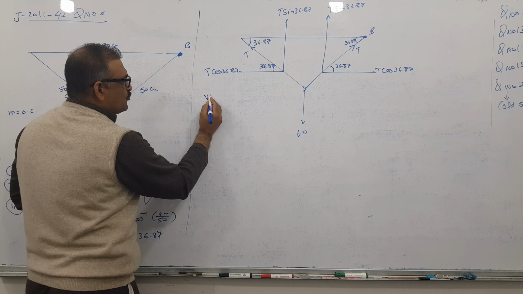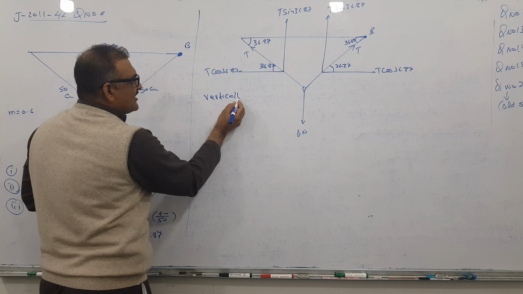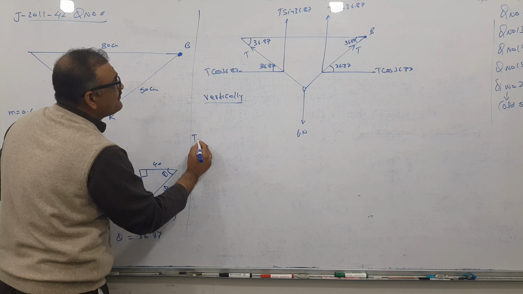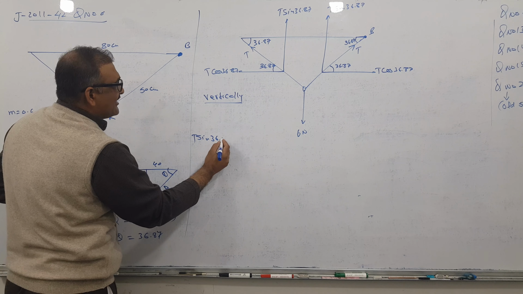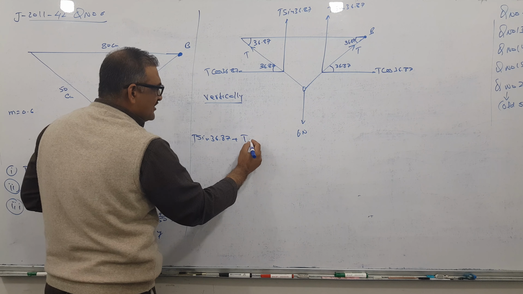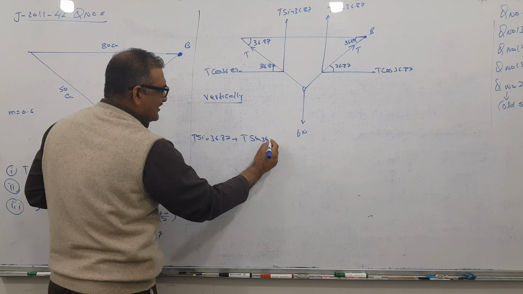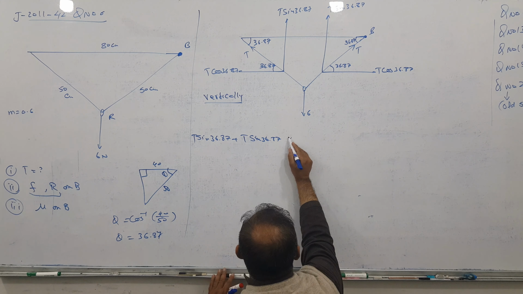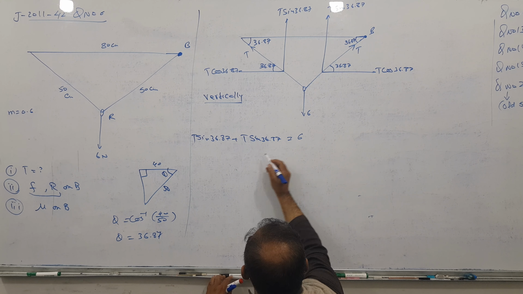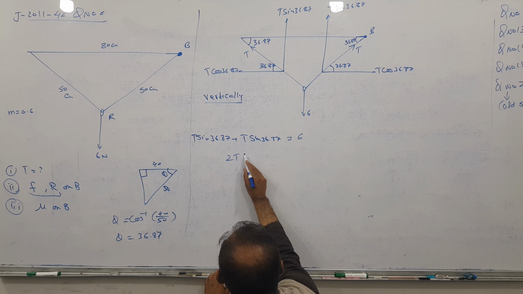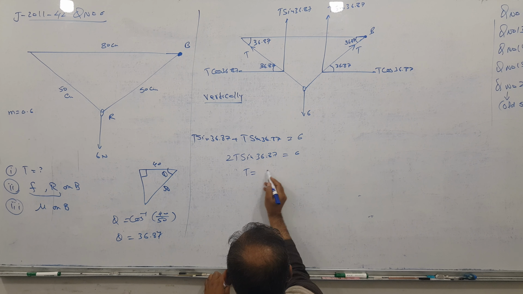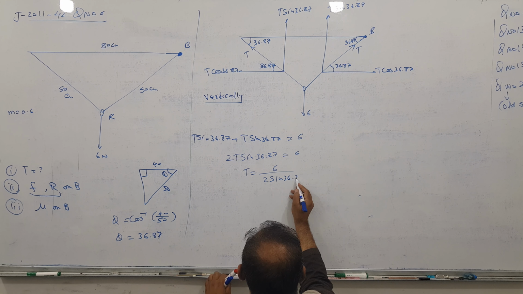So let's talk about vertically. What is the situation vertically? I can write these additions here: T sine 36.87 plus T sine 36.87 equals, upward equals downward, so equals 6. So it becomes 2T sine 36.87 equals 6. So leave T alone, and this 2 and this come down. I think it is very clear.